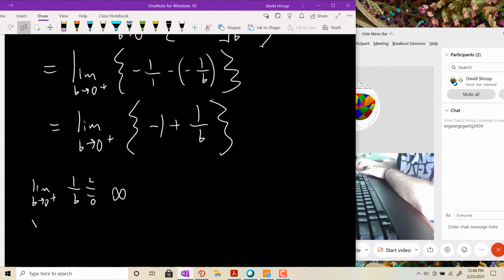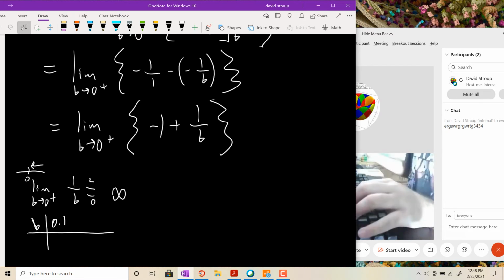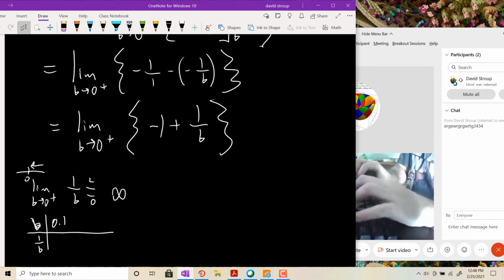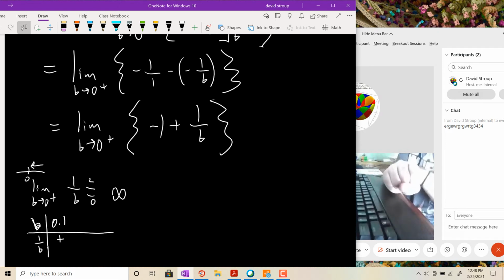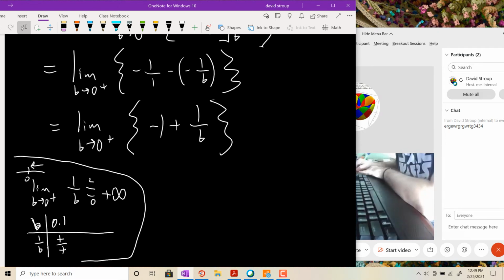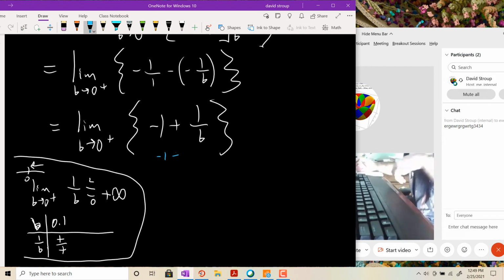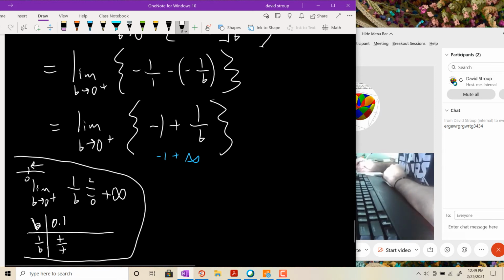You'll have your b value that you're plugging in that's getting close to 0 from the right. So here's 0, and I'm coming in from this direction, with points like 0.1. Plugging that into 1 over b, you'll have a positive over a positive, which is positive. So we're going to positive infinity there. So right here we'll have negative 1 plus positive infinity, which ends up equaling positive infinity, which means it's divergent.